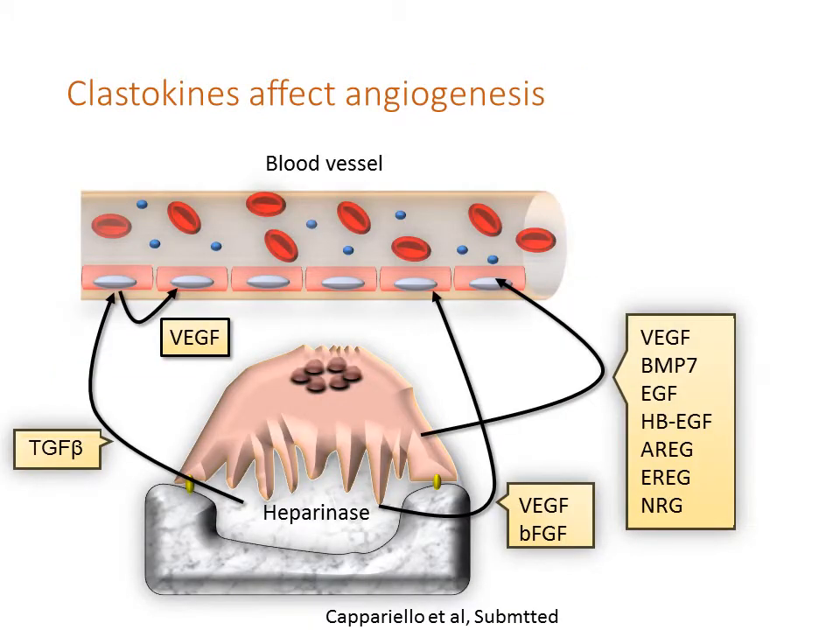But osteoclasts also affect angiogenesis through the TGF-beta released from the bone matrix, which stimulates endothelial cells to produce VEGF. Endothelial cells are also directly stimulated by VEGF and bFGF released from the bone matrix, and by a number of angiogenic factors released by the cells as clastokines, including VEGF itself, bone morphogenetic protein 7, the EGF, and a number of members of the EGF family.